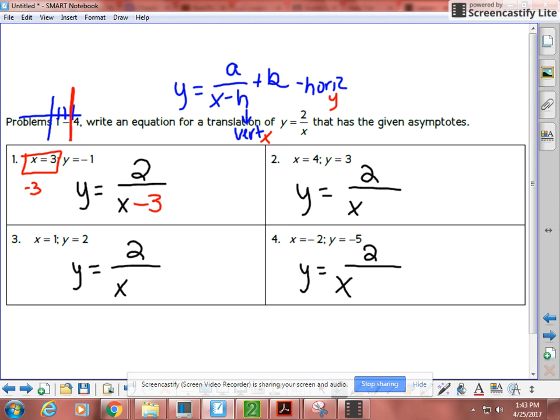Then this y is our horizontal one. Well, that stays the same, so it's just minus 1. And that's your entire equation. So as long as you know where to put things, then you don't have to put a bunch of work into writing it.